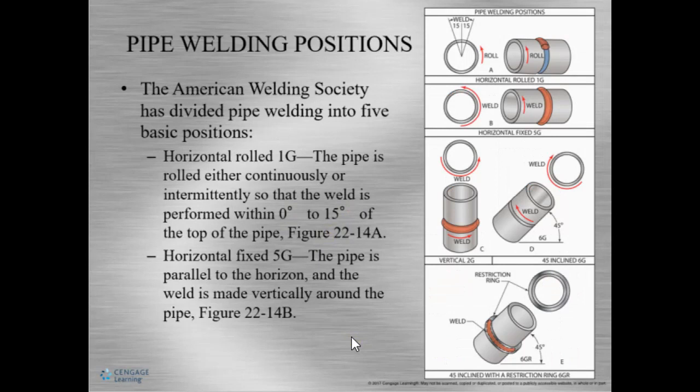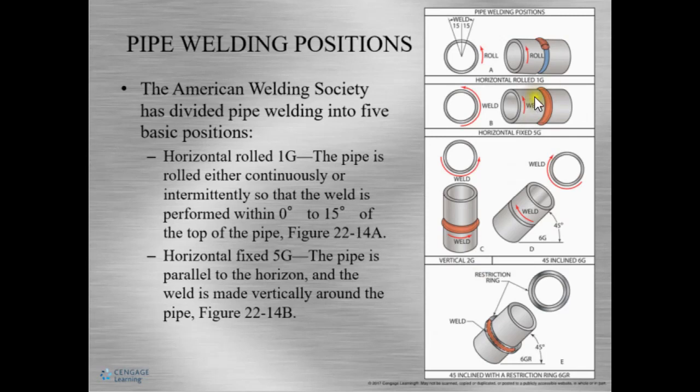So we know that it says 1G, 2G. Well, we know that G is for groove. When we put these two pieces together, it makes a, you got it, groove. Okay, so 1G in pipe refers to the horizontal position of the pipe, and the pipe is rolled in order to make the welds.